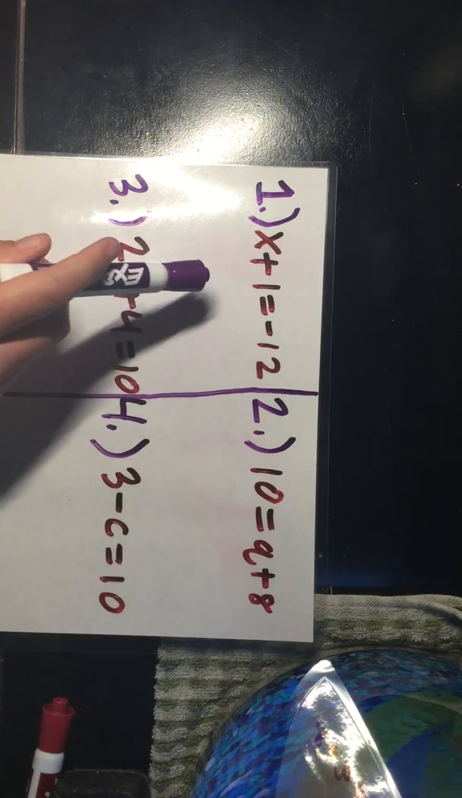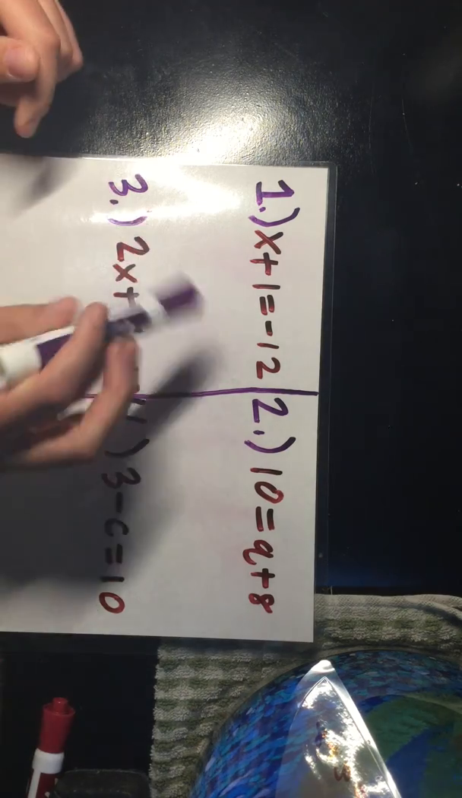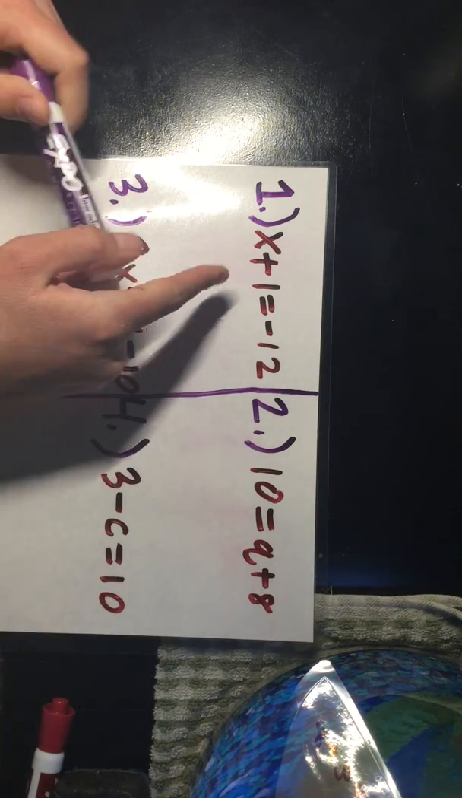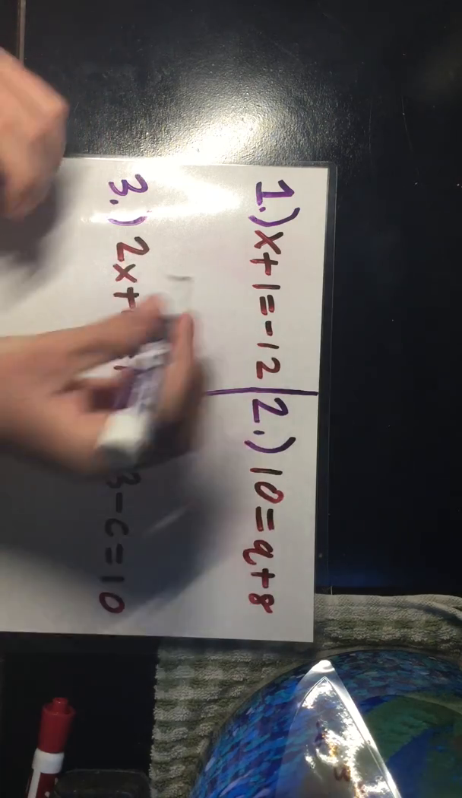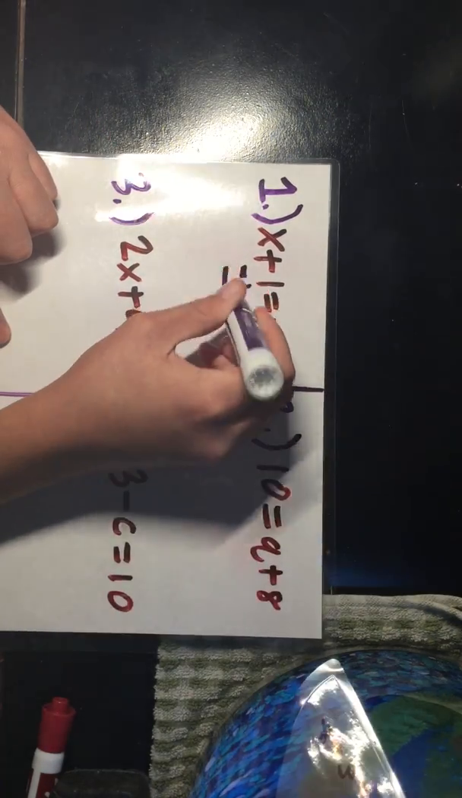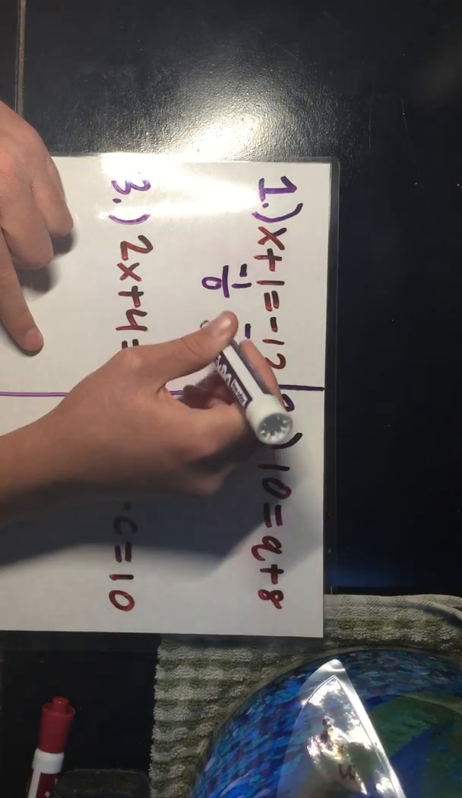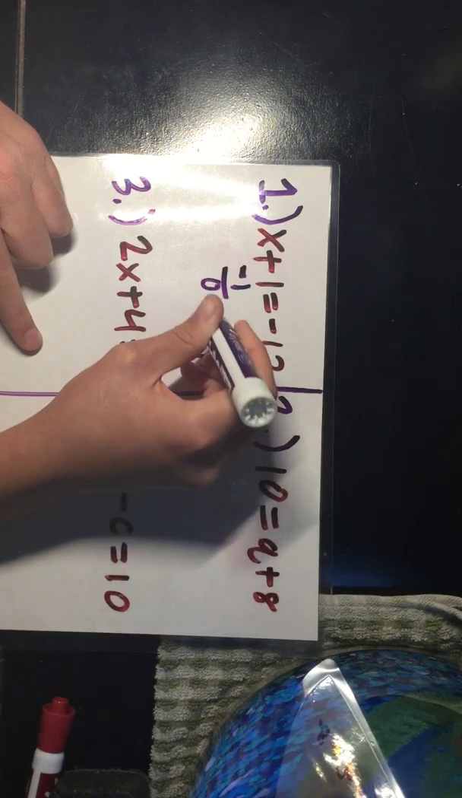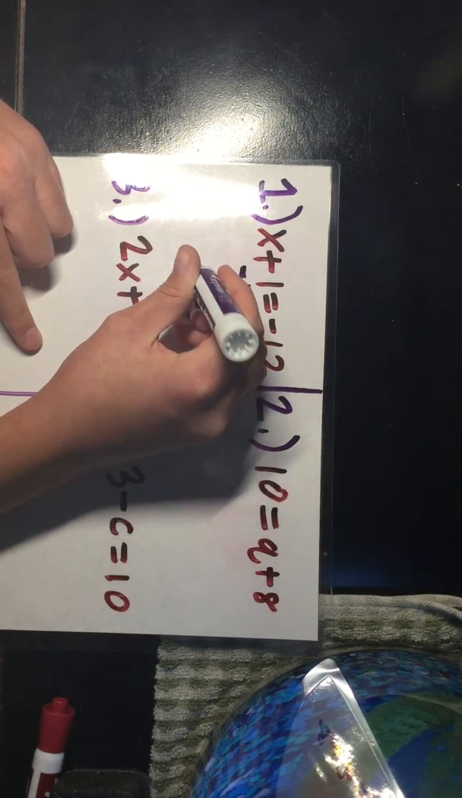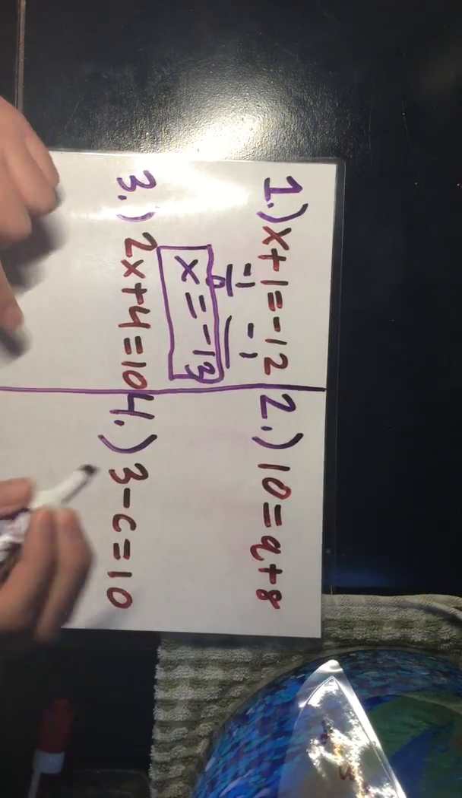Whenever we move a number, we have to subtract it from that side. So we have to do minus 1, and that would equal 0. Then negative 12 minus 1 would equal negative 13. So that pretty much is the end of the problem. x equals negative 13 is the answer. That was pretty easy.